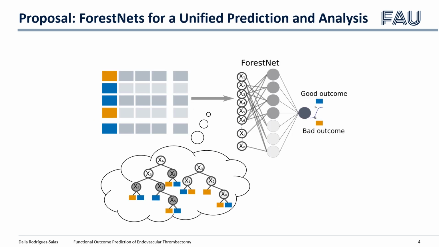We propose using ForestNets to make a unified prediction and analysis. ForestNets is a nonlinear method that combines the predictive power of neural networks with the interpretability of decision trees. This method allows us to map an ensemble of decision trees to a partially connected neural network. Once the network is trained, it is used for predictions, and because its architecture resembles the trees, it is also used for variable analysis. In this example, this tree ensemble is used to build this neural network.